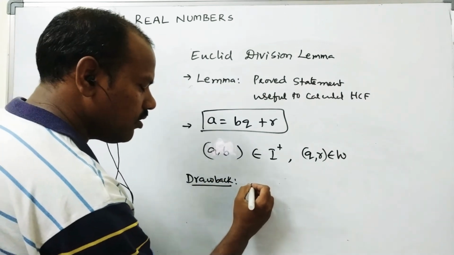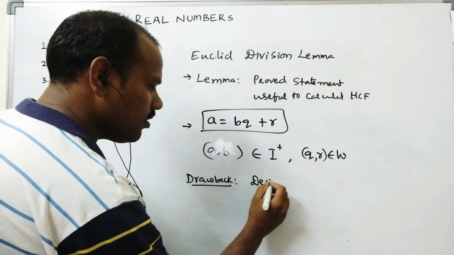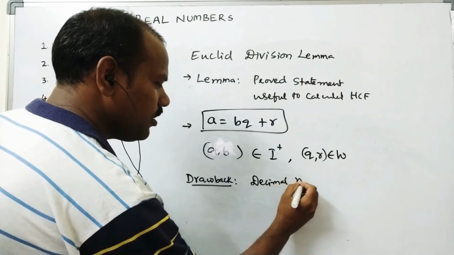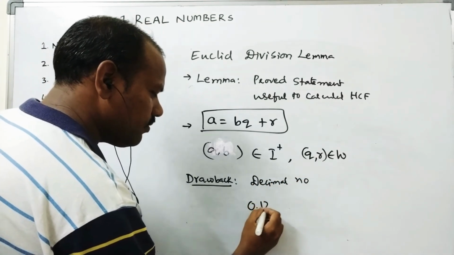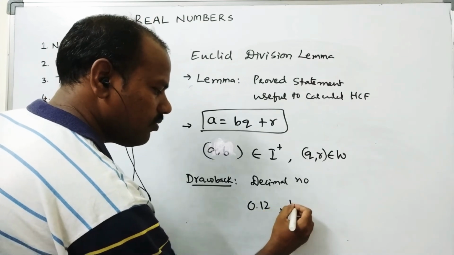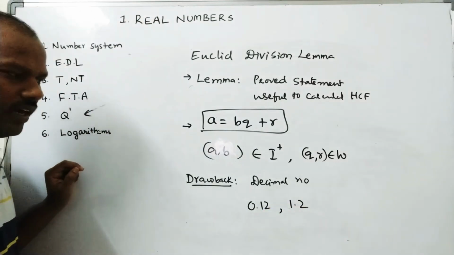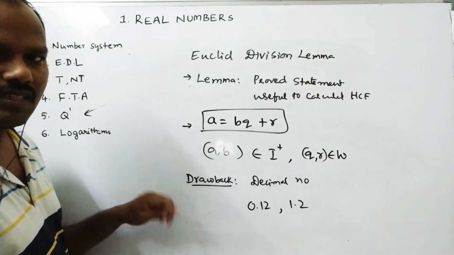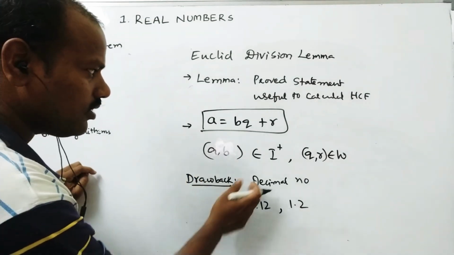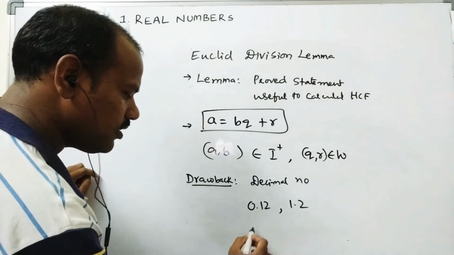It is not useful for decimal numbers. You cannot apply it for decimal numbers. Example, find the HCF of 0.12 and 1.2. This question is there. Of course, we can find the HCF, but in a different manner, we can't apply this Euclid division lemma for these decimal numbers.